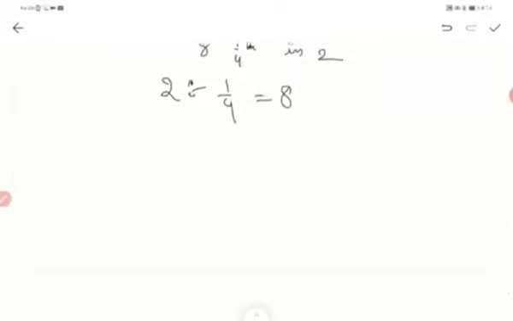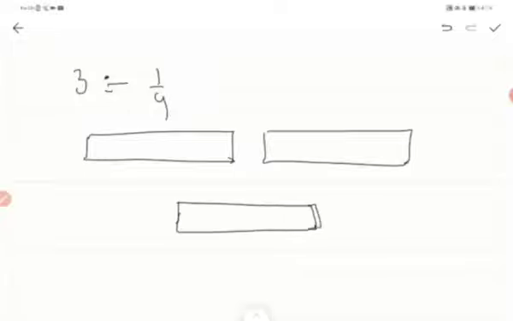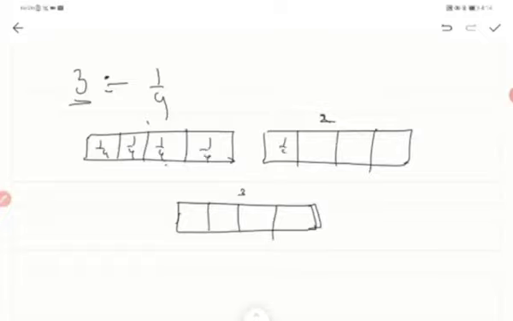Let me take one more example: 3 divided by 1 by 4. If I take 3 rectangles like this, let me take one more here. So these 3 wholes, 1 2 3, are divided by 1 by 4. That is, you need to divide each rectangle into 4 equal parts. So 1 2 3 4. Each one will give you 1 by 4, 1 by 4, 1 by 4, isn't it?